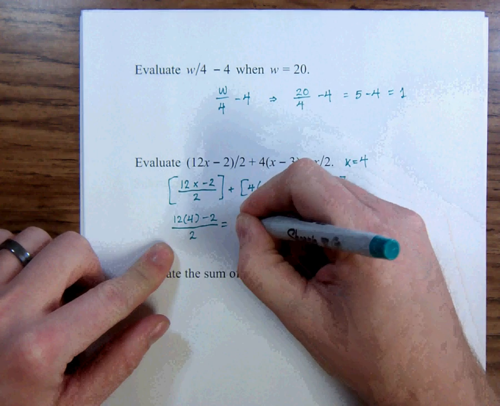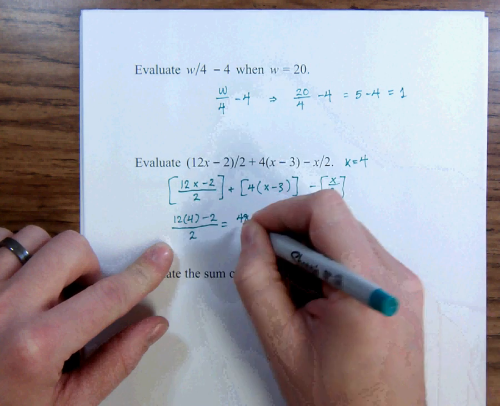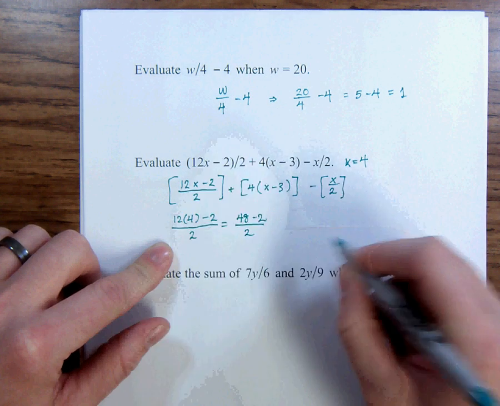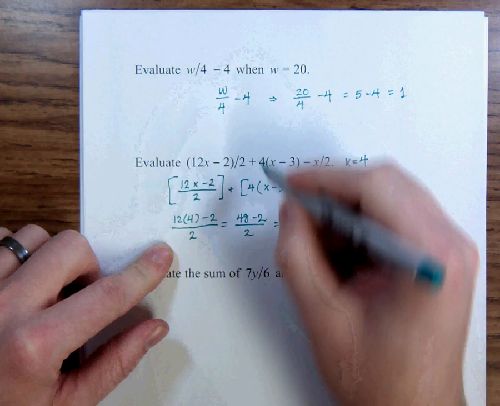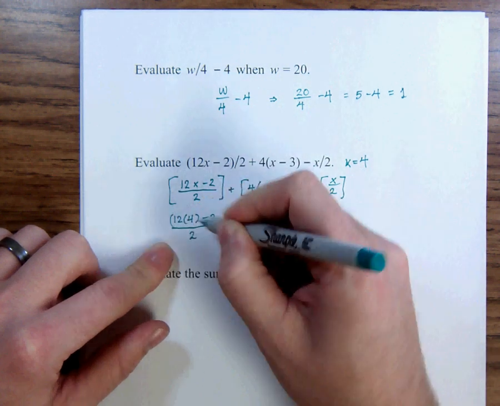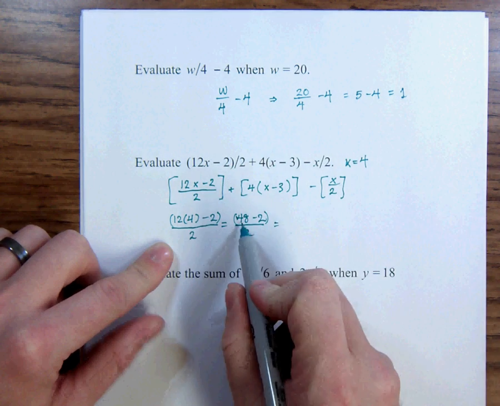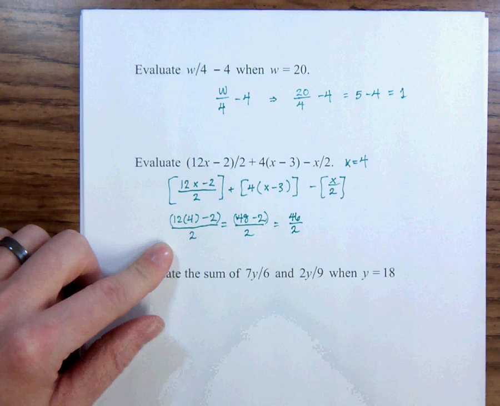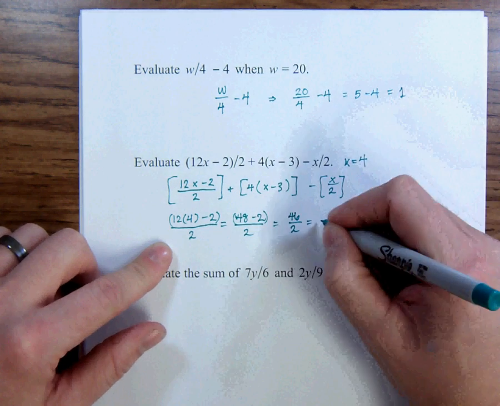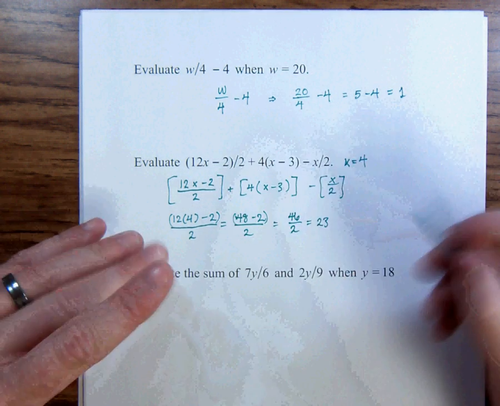12 times 4, well, that's 48. Minus 2 divided by 2, one step at a time. And remember this was all in parentheses at the top, so think of it as all in parentheses. So I have to continue to do this up here. 48 minus 2, well, that's 46 over 2. And 46 divided by 2 is 23. So we have our answer for the first term, but we're not done yet.